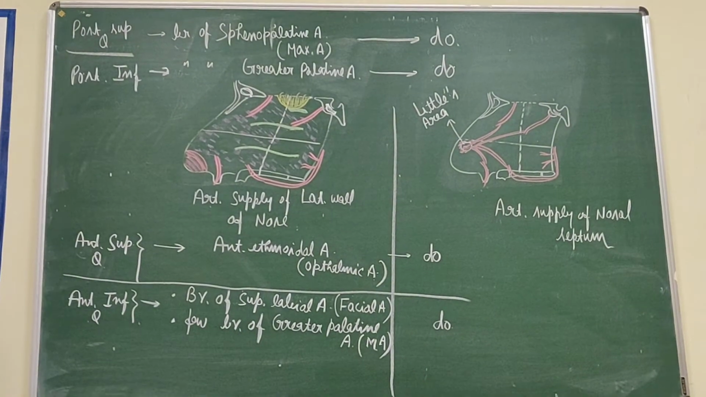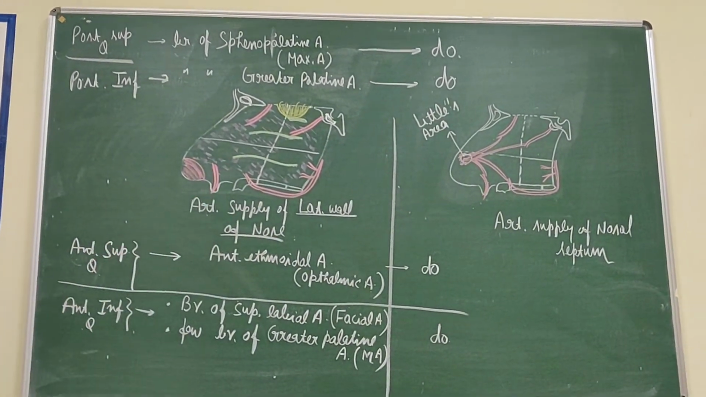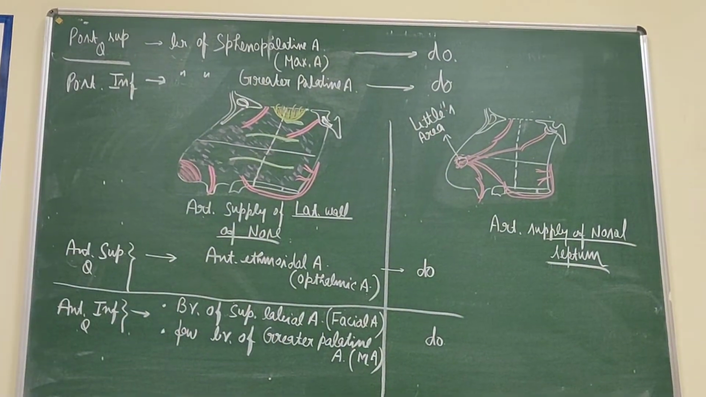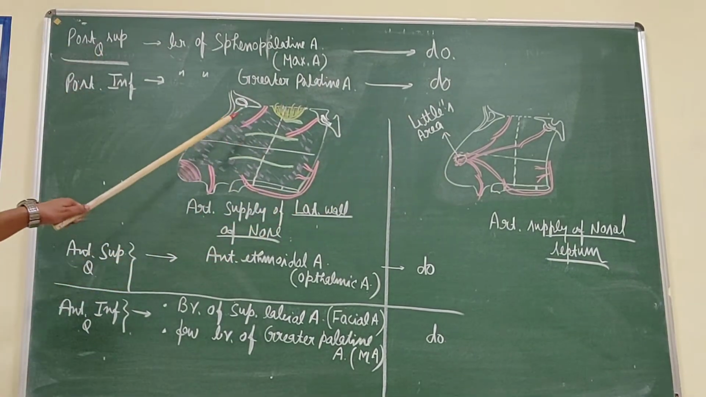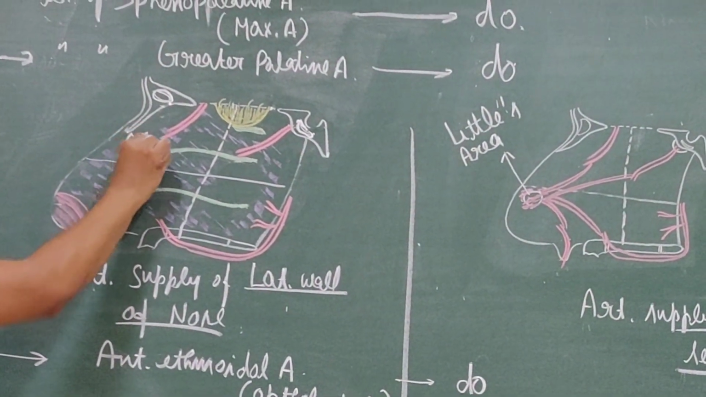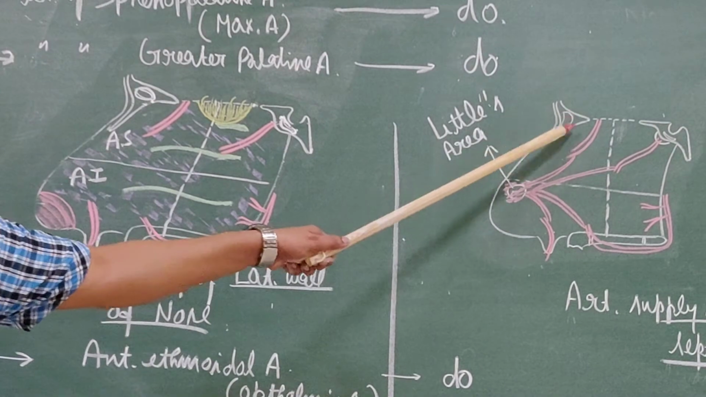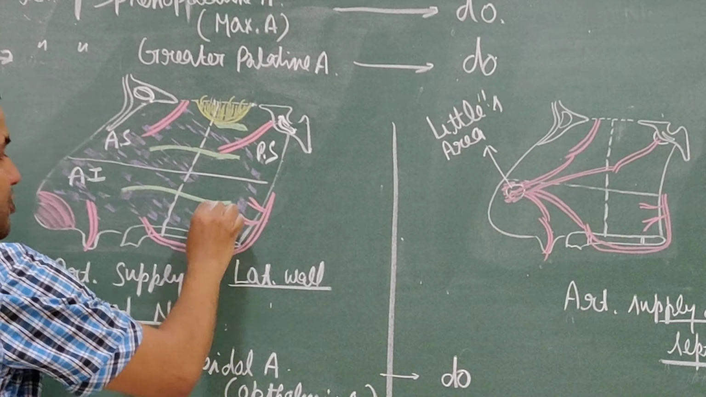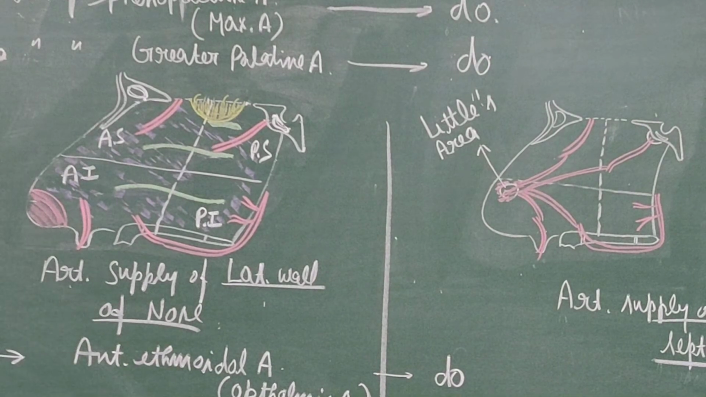Now the arterial supply. Arterial supply of the lateral wall of the nose. Why? This is the arterial supply of the nasal septum. We divide this region into four quadrants. This is the anterosuperior, anteroinferior quadrants. Same here, anterosuperior and anteroinferior. This is the posterosuperior and this is the posteroinferior. Same on the nasal septum, it is divided into four quadrants.